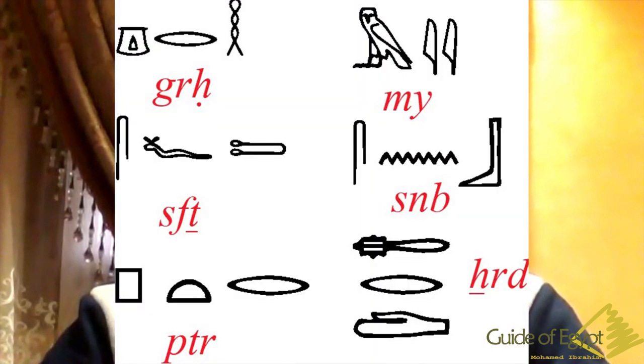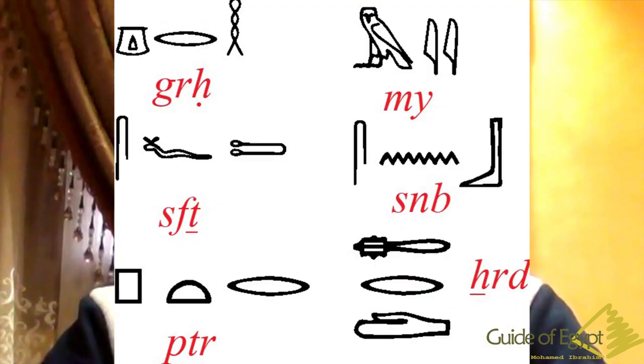The word Gerah, also another letter Ha. So when I say Muhammad, it is Ha, not H, not Ha, it is Muha. So Gerah. Me. I know I wrote this to look like my, but it is me. And Sif. Sif. Seneb.